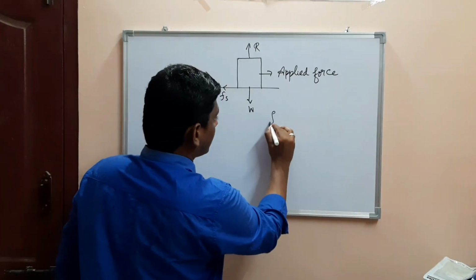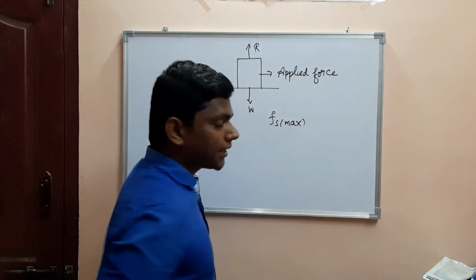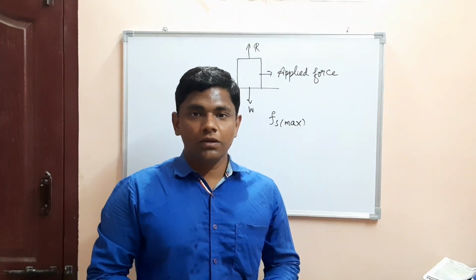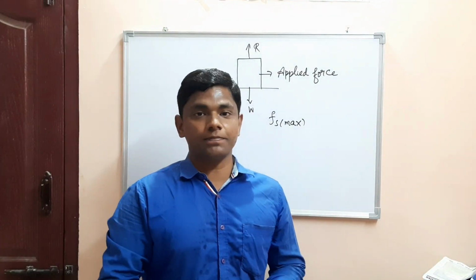Now I am going to explain about the coefficient of static friction. What is meant by coefficient of static friction? As I have told earlier, the maximum value of static friction is denoted by this symbol. So what are the factors on which this maximum value of static friction depends?